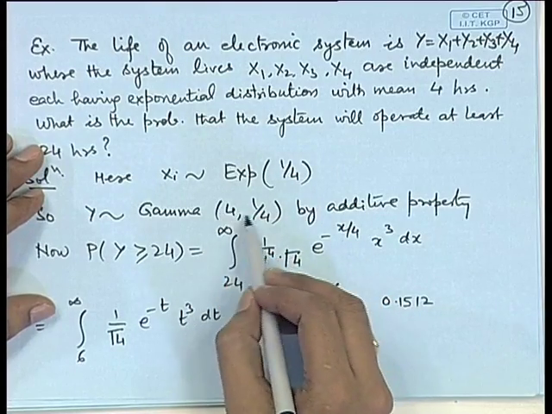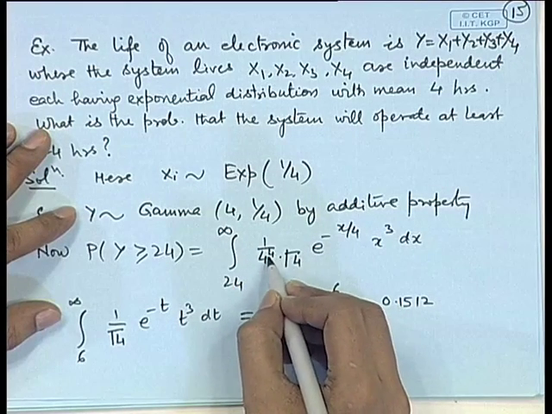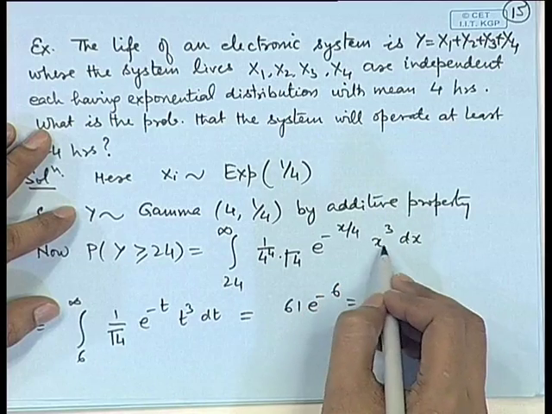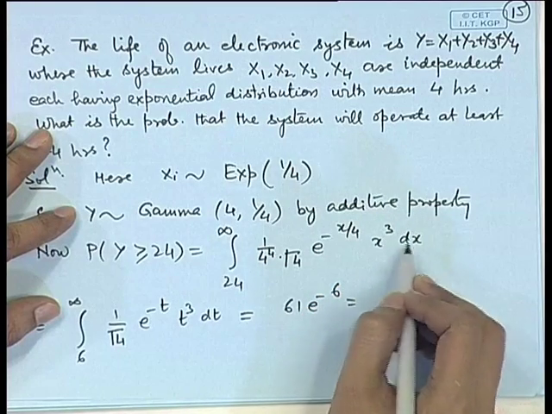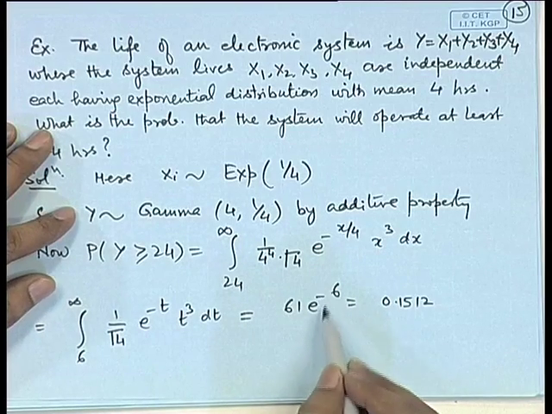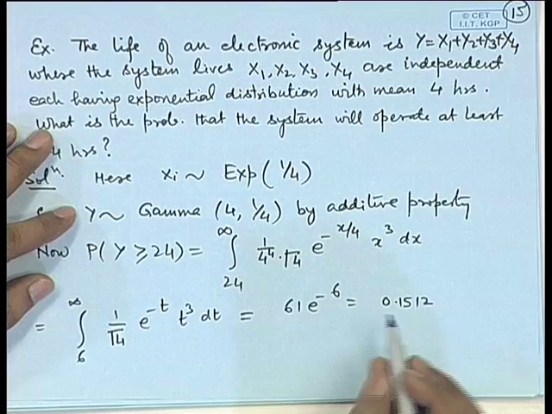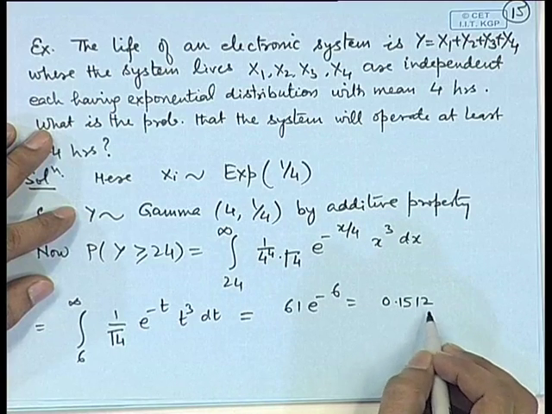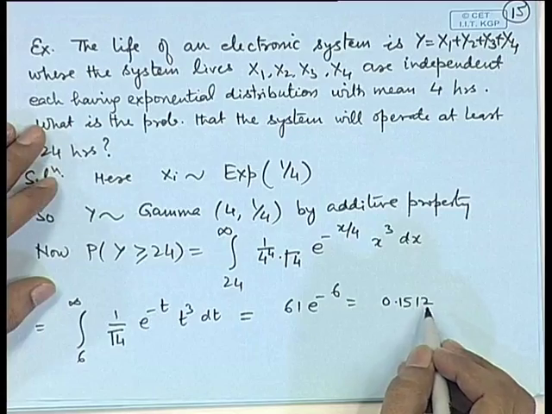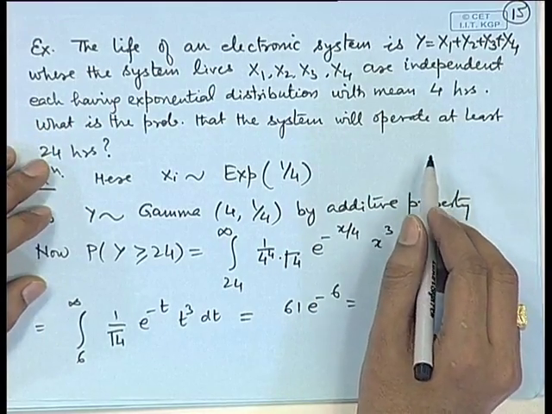Now, the density of a gamma distribution with parameters 4 and 1 by 4 is given by 1 by 4 to the power 4 gamma 4 e to the power minus x by 4 x to the power 4 minus 1. So, we integrate from 24 to infinity. After some simplification this value turns out to be 61 e to the power minus 6, that is 0.1512. So, there is almost 15% chance that the system will be operating for at least 1 day.